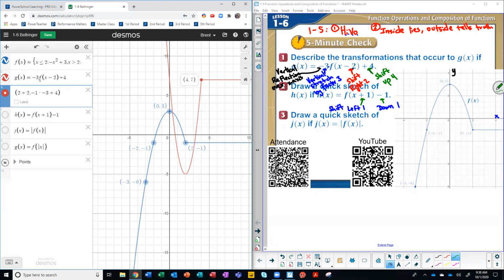I multiplied the y's by -3. So the -1 got multiplied by -3, and it became a +3. And then we added 4 to it because that's what the outside said to do. And when you add 4 to that, 3 plus 4 became a 7. And thus we have that point right there, which is showing as 4, 7. So that's how you get all your points.